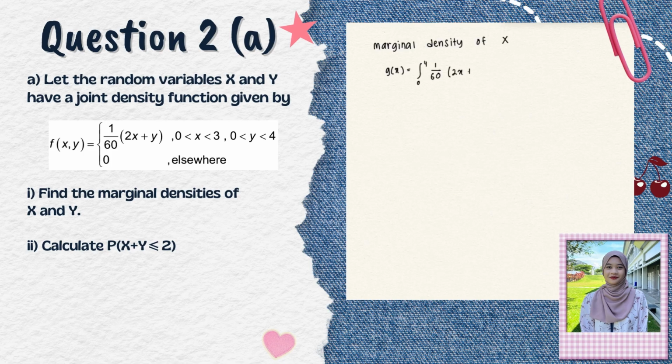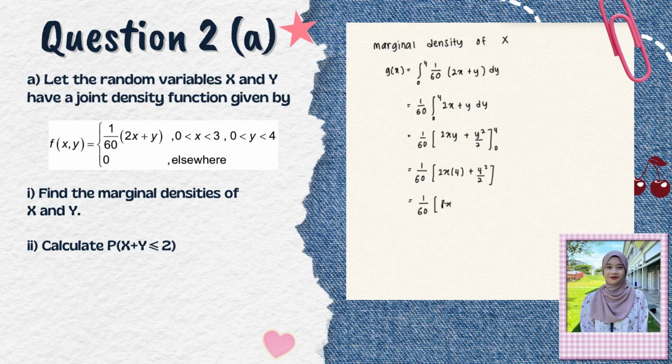First, substitute the joint density, and then separate the integral inwards. Next, integrate 2x and y with respect to y. Then substitute the limits, and the final answer is 2 over 15x plus 2 over 15 for x between 0 and 3.